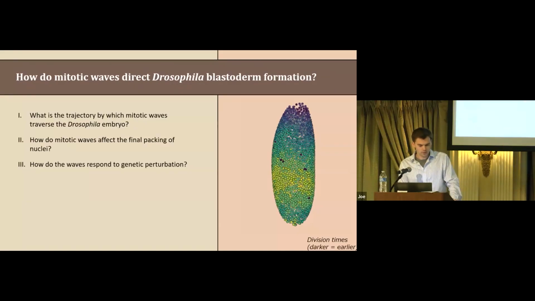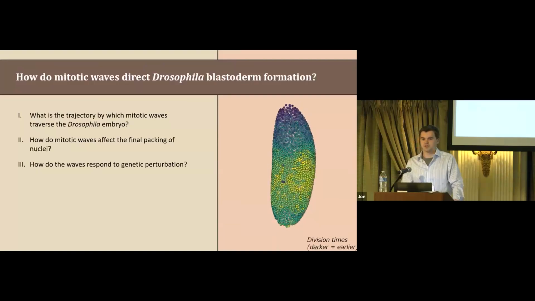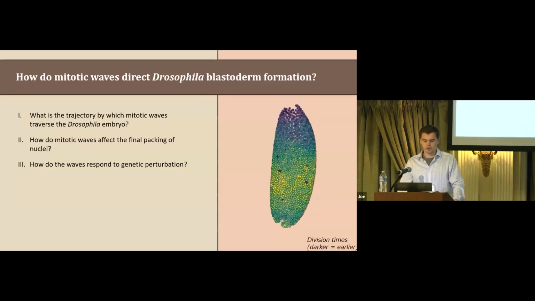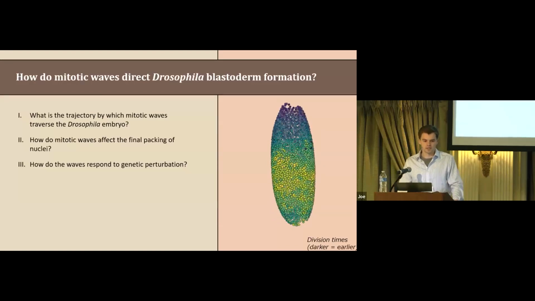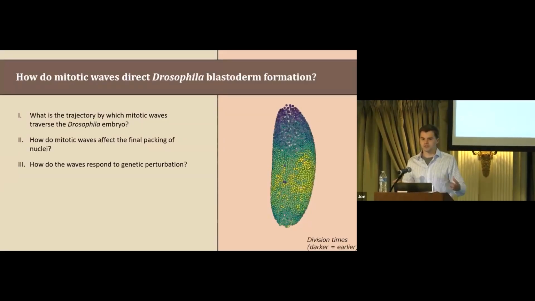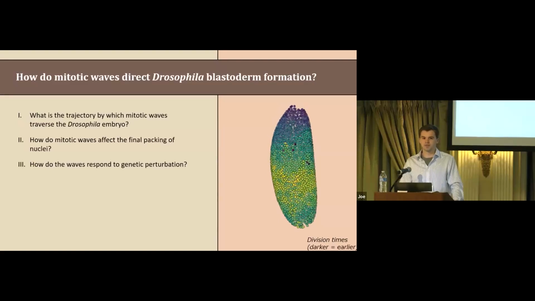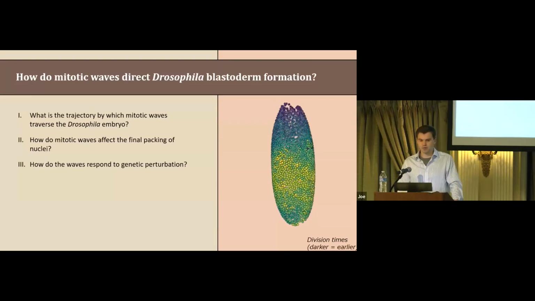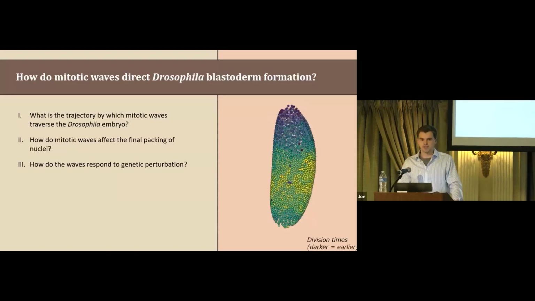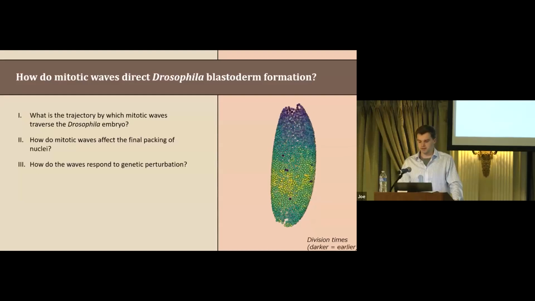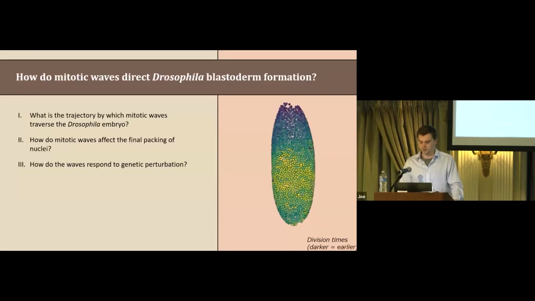And so what we're going to get at with this full imaging system is to ask how the trajectory of these mitotic waves, how this nucleus injection algorithm actually traverses the embryo. So if this is an embryonic scale phenomenon, what paths does it take? We're going to ask how the mitotic waves might influence this final structure. And finally, we'll look at some genetic perturbations that manipulate these waves and ask how it affects the packing that we see normally in wild type.